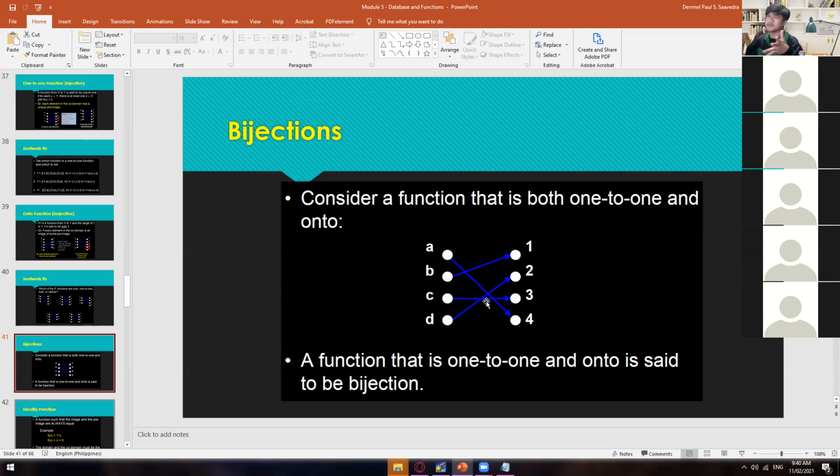Checking for an onto function is super simple. All of them must have a partner, okay? Your X and then your Y. And if it's one-to-one, all of your domain and then range must have only one partner. If that's the case, then that one is one-to-one. And as you can see, this one is one-to-one and onto, so this one is a bijection.